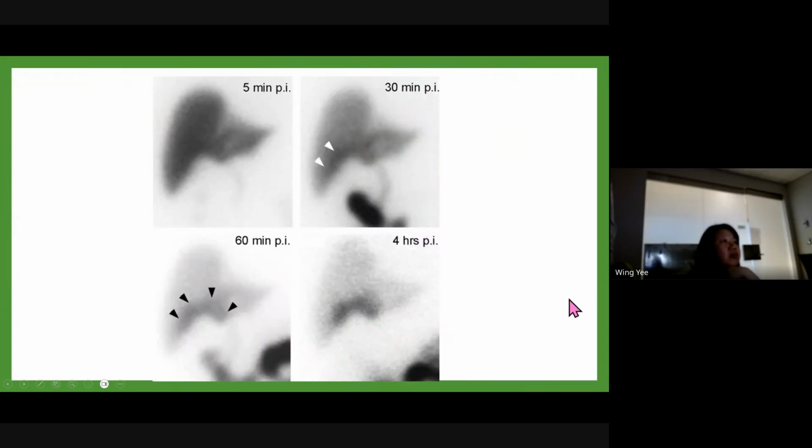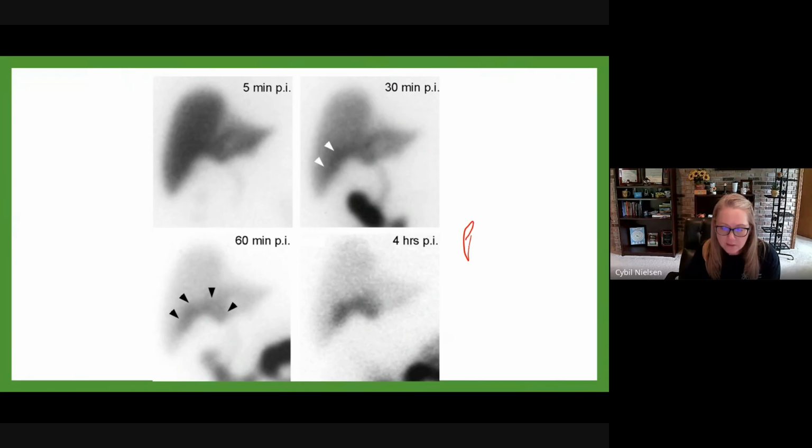All right, this is called the rim sign. You can see this rim of activity where the gallbladder sits. The gallbladder is actually right here. This rim of activity is above the gallbladder, and that's inflammation. The gallbladder is so sick that there's blood flow going to that area trying to fix it. So that's acute cholecystitis. That gallbladder is coming out.